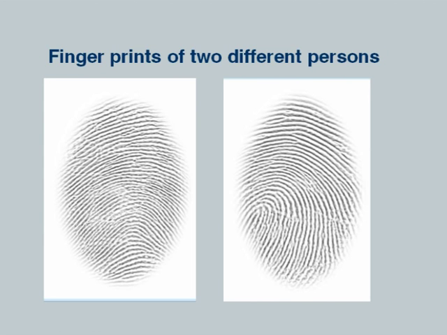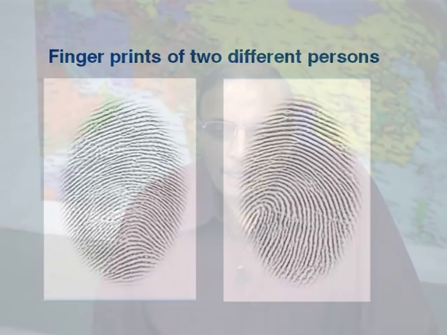So these are fingerprints of two different persons. I have used this illustration to tell you a well known fact that fingerprints are unique. As you can see here, although both are fingerprints, this fingerprint has a pattern which is significantly different from the pattern that you see on this fingerprint. And anybody by visual inspection can say, look, this fingerprint belongs to somebody else.